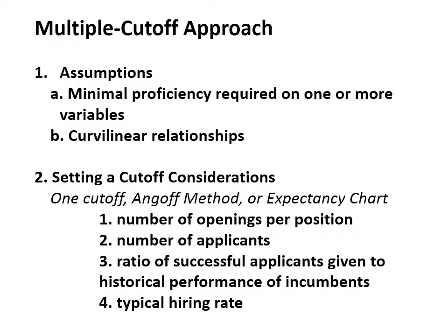The other advantage to the multiple cutoff approach is you don't need all the selectors at once. You can stagger your selection tools so that the cheapest and easiest to administer can be your first, again with a cutoff. Anyone who doesn't make that cutoff doesn't get any of the additional predictors. So it can also save money. Now, setting the cutoff is one of the major challenges to the multiple cutoff approach. How do you set a cutoff that is empirically rigorous, so that you know that this is a meaningful cutoff? There are a lot of different cutoff considerations.